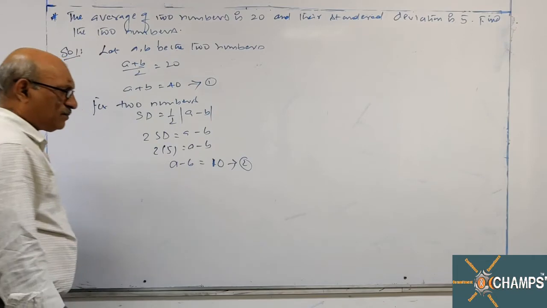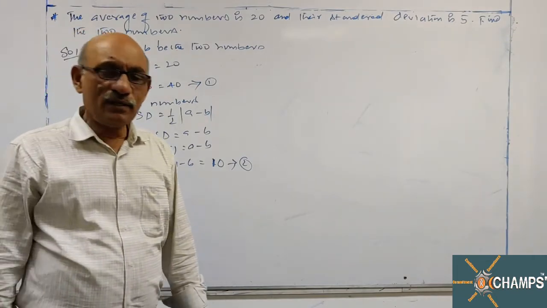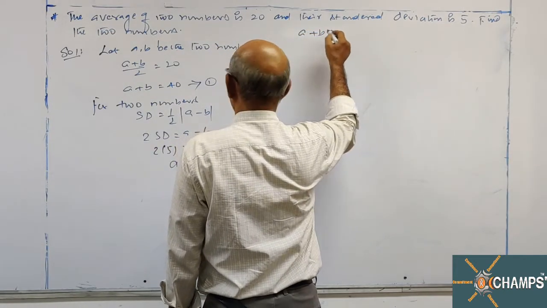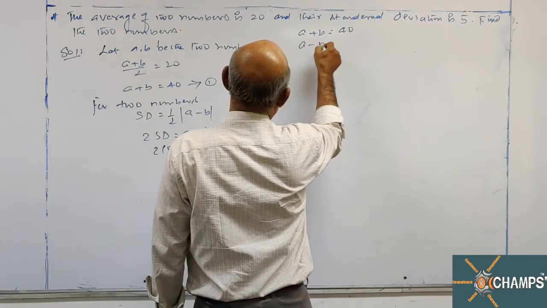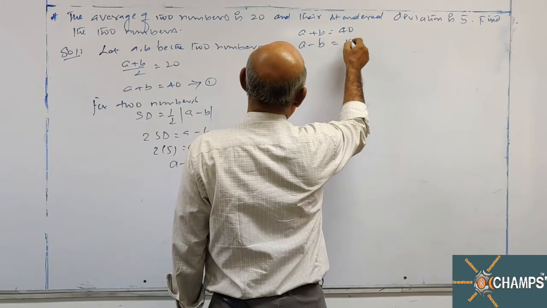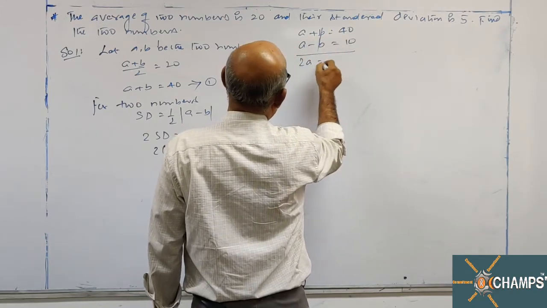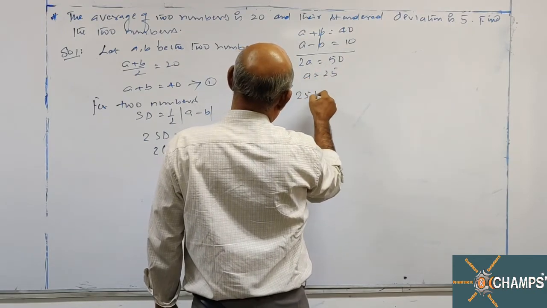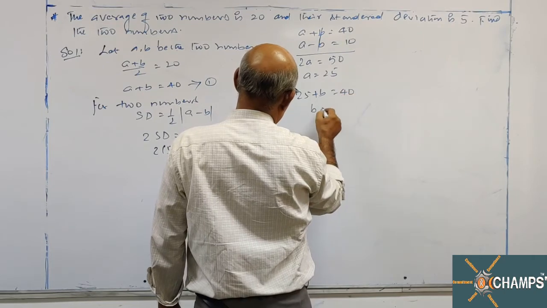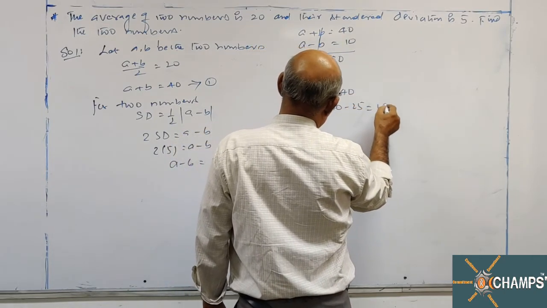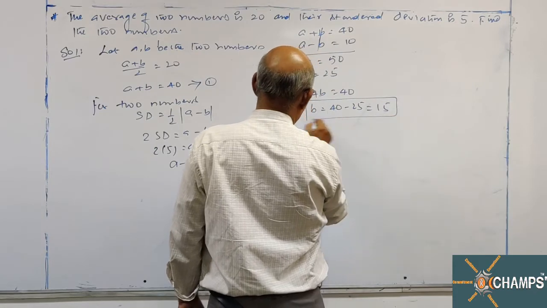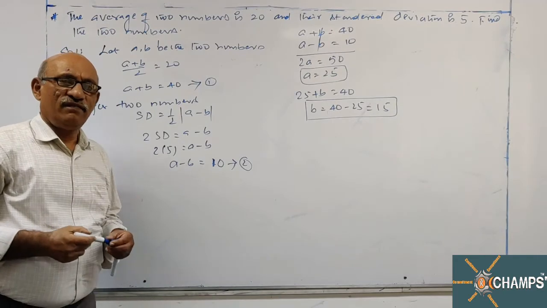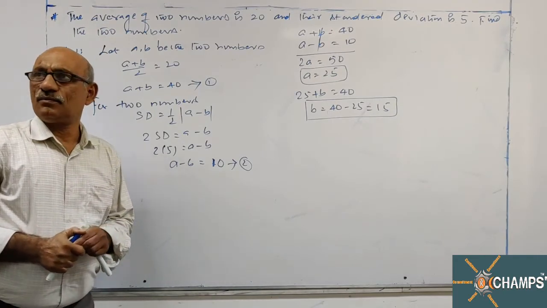Two unknowns are there, so two equations are required. Two equations are obtained. A plus B is equal to 40, A minus B is equal to 10. 2A is equal to 50, A is equal to 25. So 25 plus B is equal to 40. A is equal to 25 and B is equal to 15.